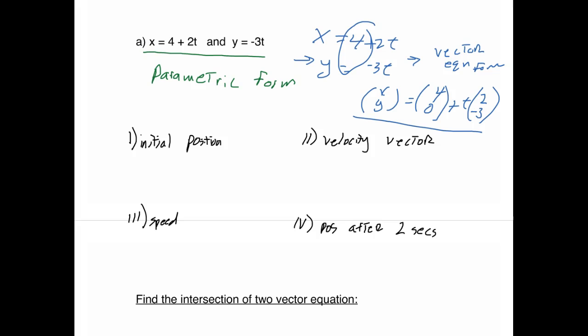Once you have that, the rest of the stuff should be fairly straightforward. Initial position, well, that's the A. So my initial position is the point 4, 0. That's where that vector starts. The velocity vector, well, that's the B. So my velocity vector is 2, negative 3. The speed, like we talked about last time, that's the magnitude of the velocity vector.